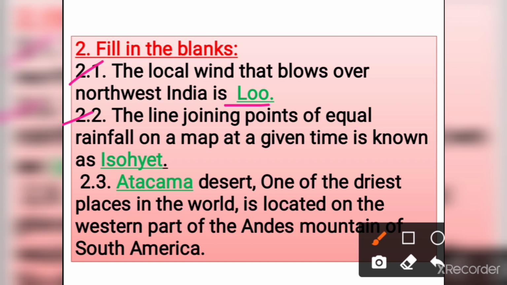Actually, isohyet is the line which joins points of equal rainfall on a map at a given time. Okay. Similarly, isobar is a line joining points of equal pressure on a map at a given time. In the same way, isohyet is a line joining points of equal rainfall on a map. Question number 2.3. Which desert, one of the driest places in the world, is located on the western part of the Andes mountain of South America? That means which desert is located on the western part of Andes mountain of South America? The answer is Atacama Desert.